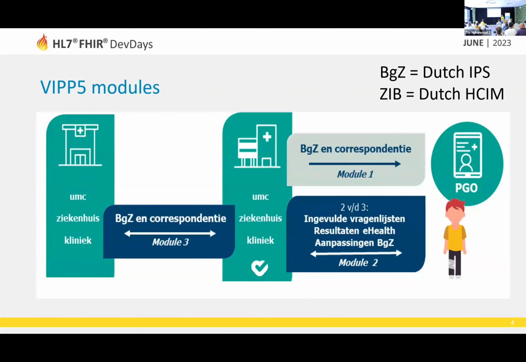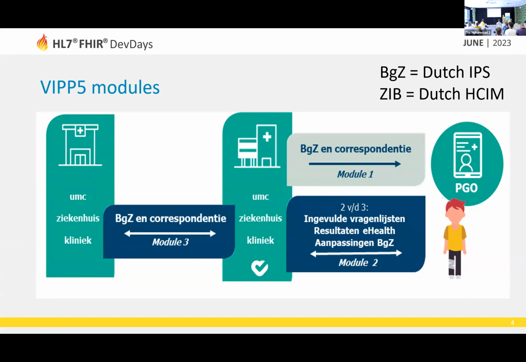Now, VIPP5 is a Dutch acceleration program. It's a program with pretty well-defined requirements on what you need to meet. There's a deadline, and if you meet the requirements before the deadline, then you get funding. So it's a pretty good incentive we see here in the Netherlands for organizations, healthcare organizations, to start exposing their information as FHIR. There are 3 modules, and you can choose which modules you would like to implement.